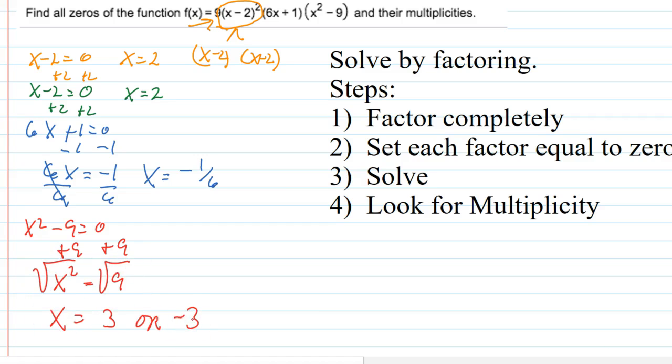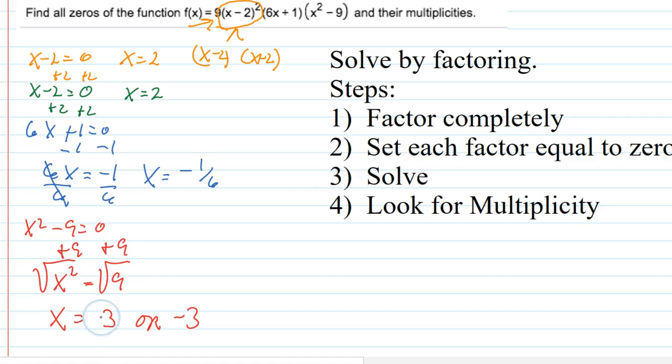That gives us several answers. We have x is equal to 2 twice. We have x is equal to negative 1/6. Remember, subtract the 1, divide by 6. Then x is equal to 3 or negative 3. Again, we're going to add the 9 to the other side and take the square root.